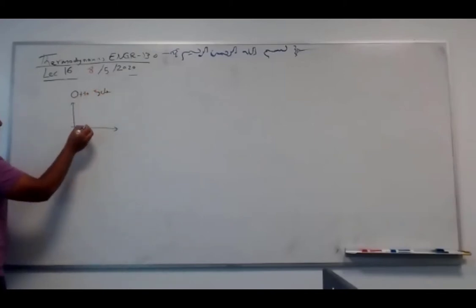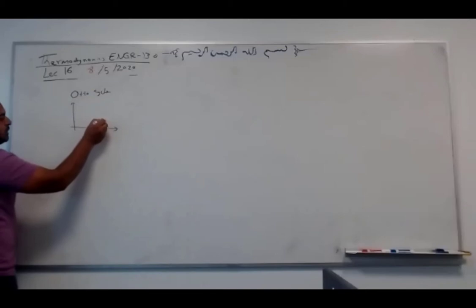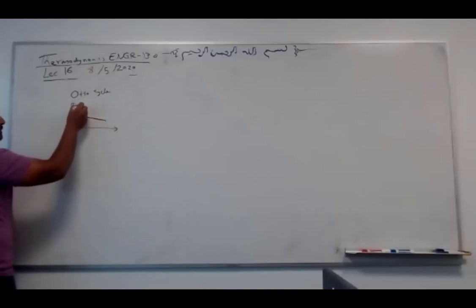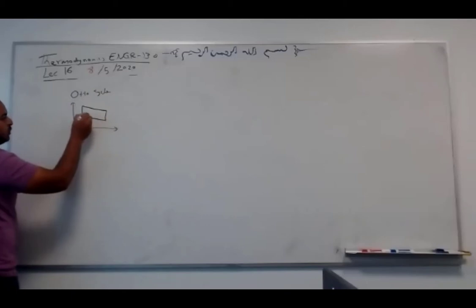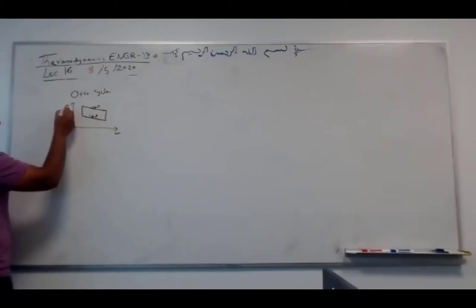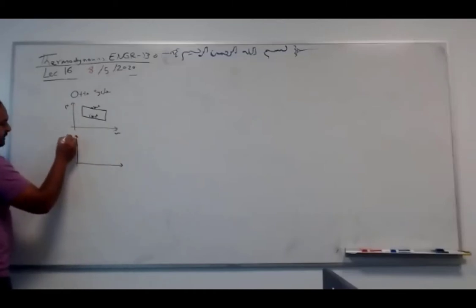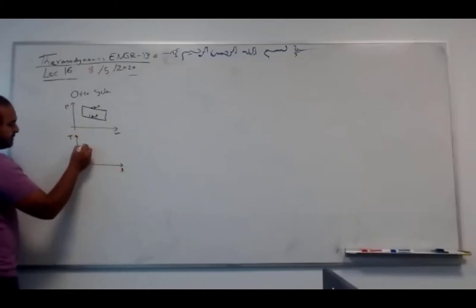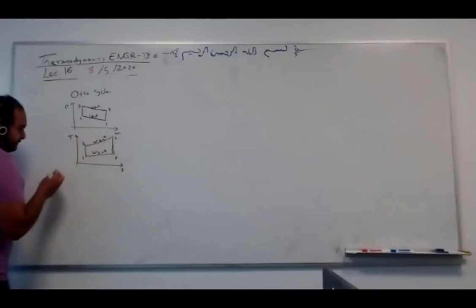The Otto cycle was a four-stroke piston cylinder engine. It has two isentropic processes and two constant volume processes in the PV diagram. In the TS diagram, which is always better, they look something like this. We have two isentropic processes, states 1, 2, 3, 4. This is V equal constant, and this is V equal constant.